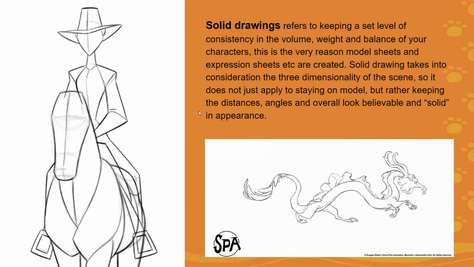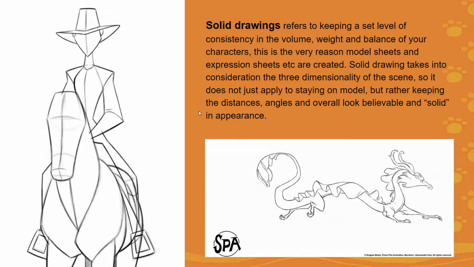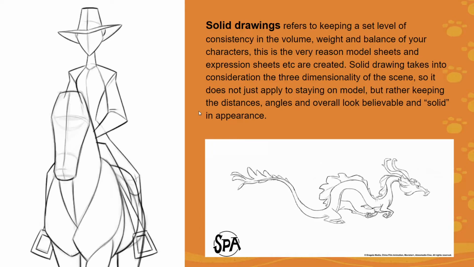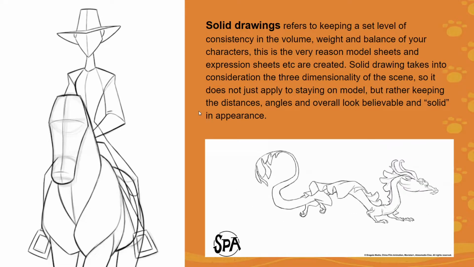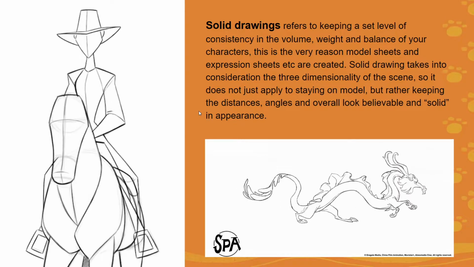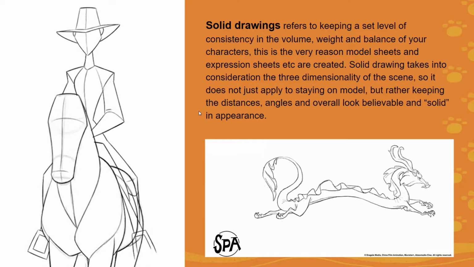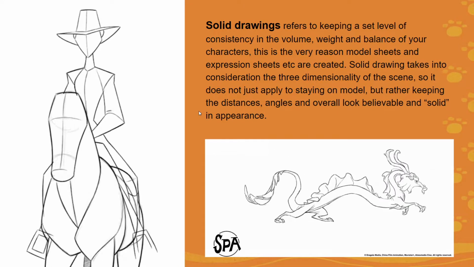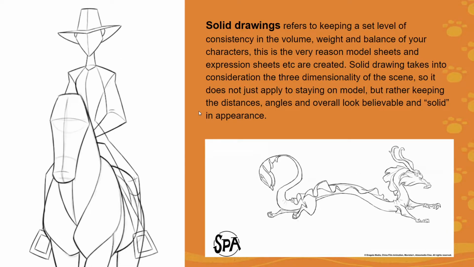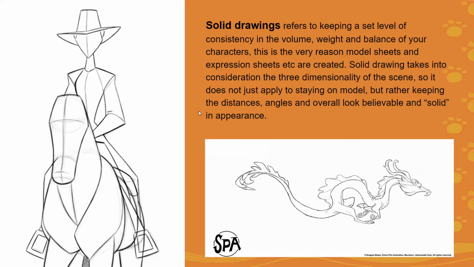Cool. The next thing we'll chat about is solid drawings. This refers to keeping a set level of consistency in the volume. When we say volume, I always use the example of a ball of Play-Doh or Prestik. You can change the shape as much as you like, but it will still weigh the same. Unless you actually cut it up, that Play-Doh ball will be consistent, and that is what volume is. It's how we maintain the weight of something, even if we're stretching it and squashing it.